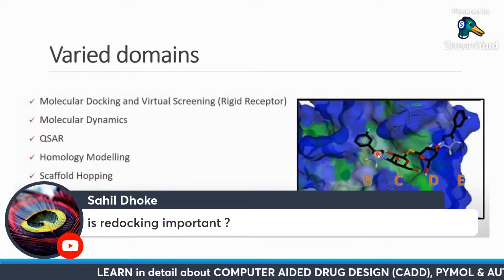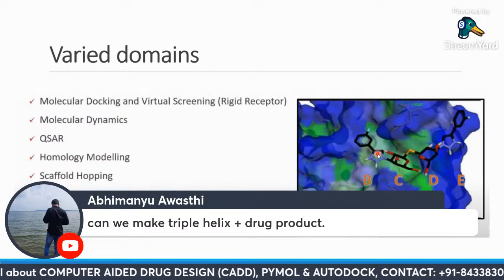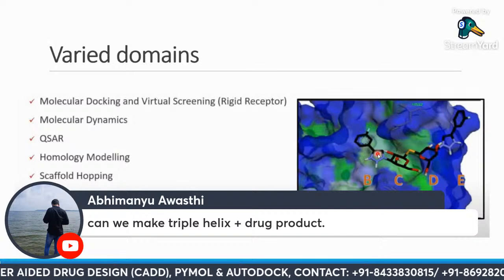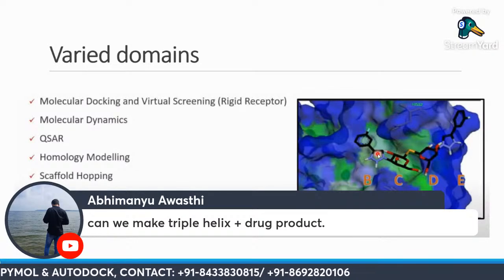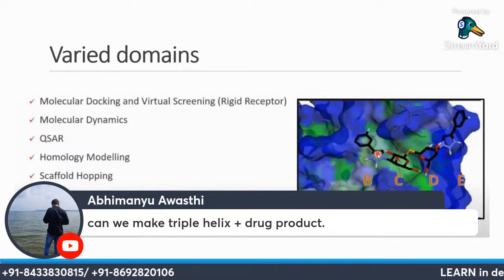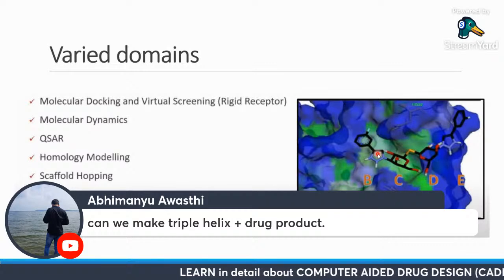The next question goes this way: can we make a triple helix plus a drug product, by Abhimanyu Avasti? Abhimanyu, like I mentioned to Dharmesh as well, DNA encoded library is something that I'm not very sure about, how it can be utilized in computer-aided drug design. So as of now, I would not like to comment on that.